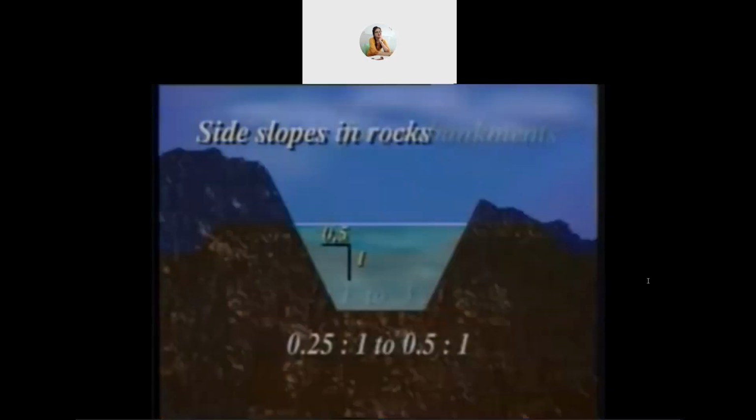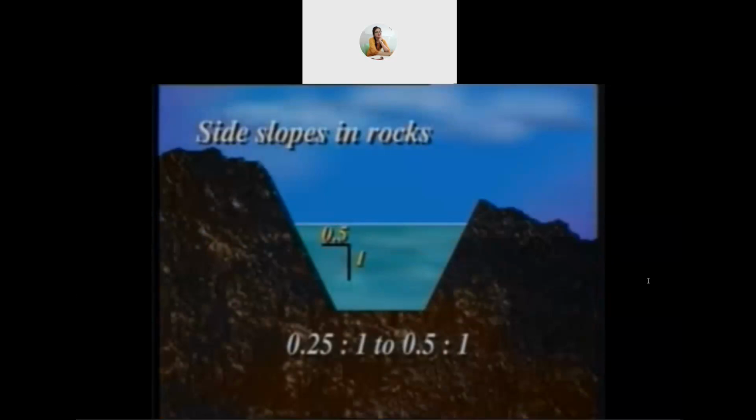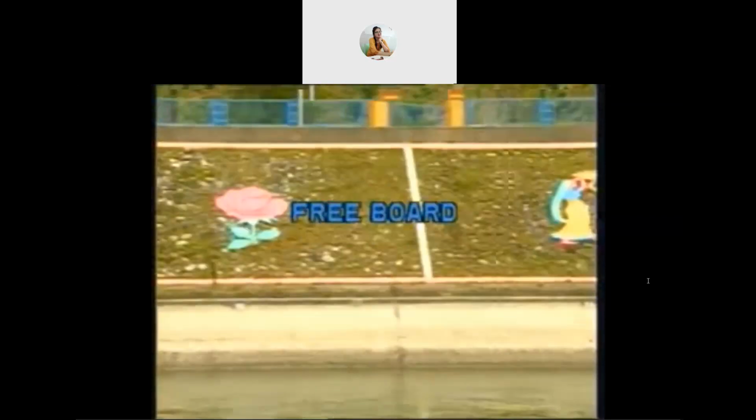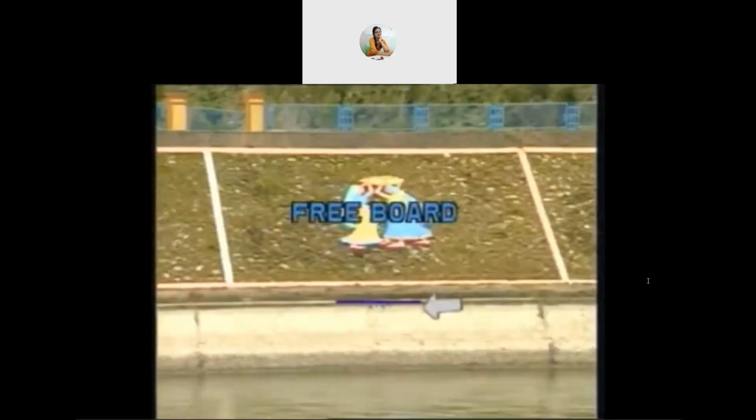When canals are dug through rocks, the slopes are kept maximum, varying from 0.25:1 to 0.5:1. In order to allow for fluctuations in water level, a freeboard is provided. The freeboard is measured from full supply level to the top of the bank.